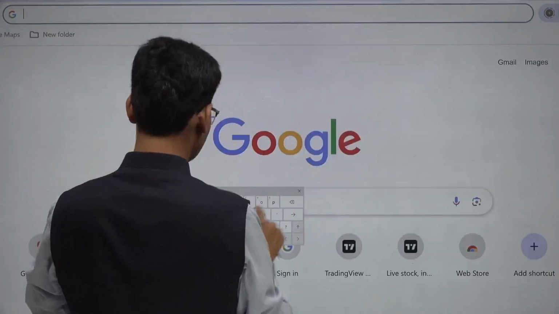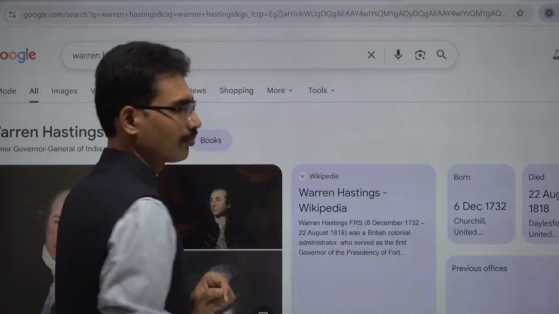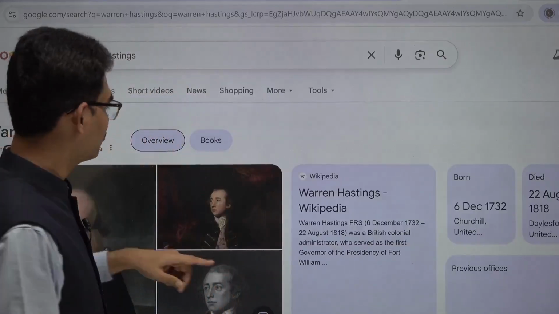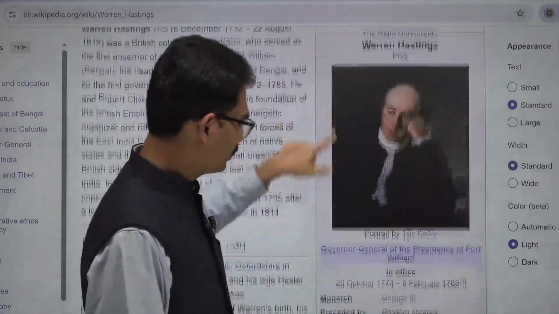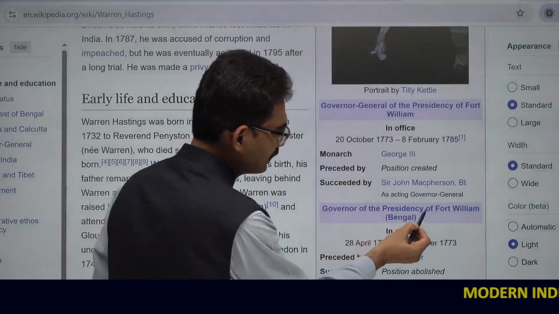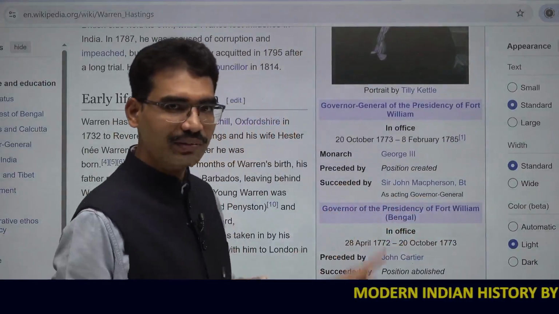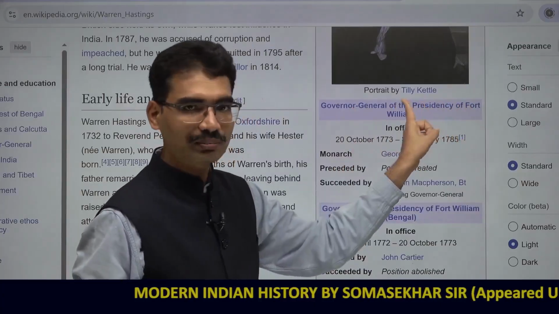Sorry, not William Bentinck, Warren Hastings. William Bentinck was Governor General of India. Warren Hastings was the person who was, now identify this, Governor of Presidency of Fort William. Is it clear? This is a very important prelims question. Who is the first Governor General of Presidency of Fort William?